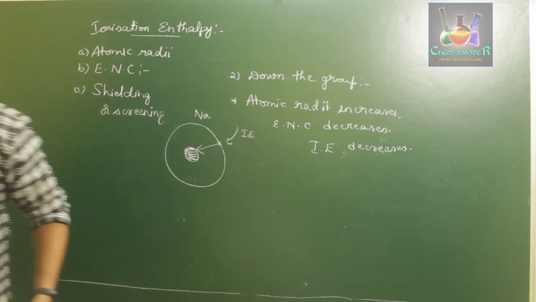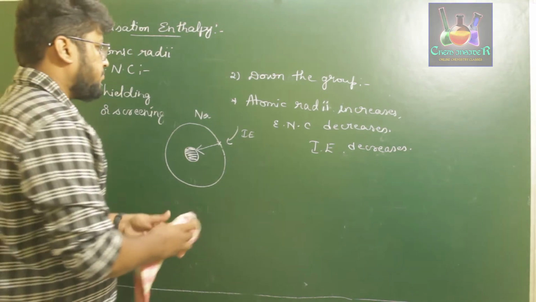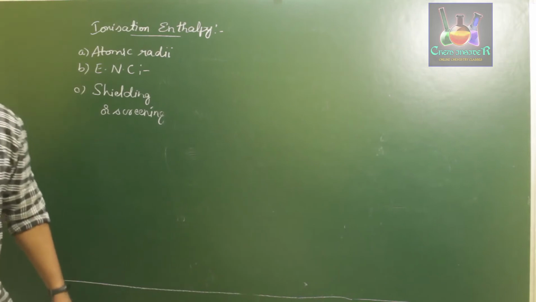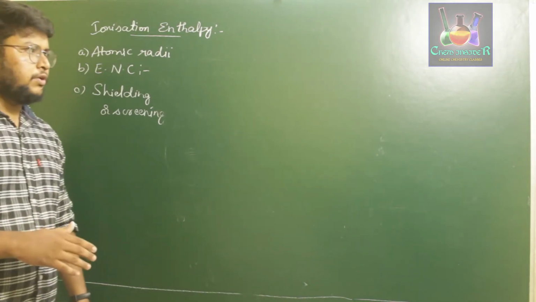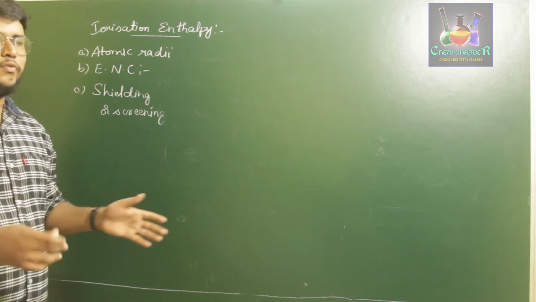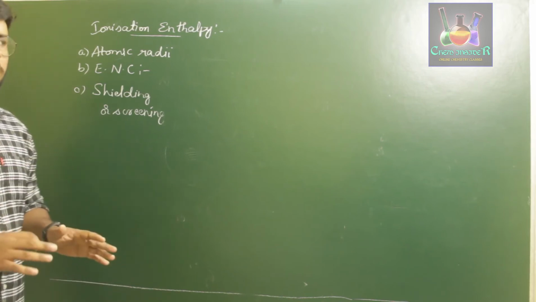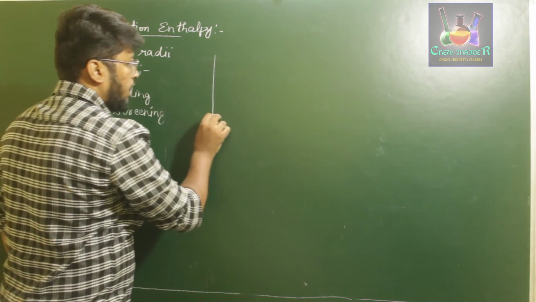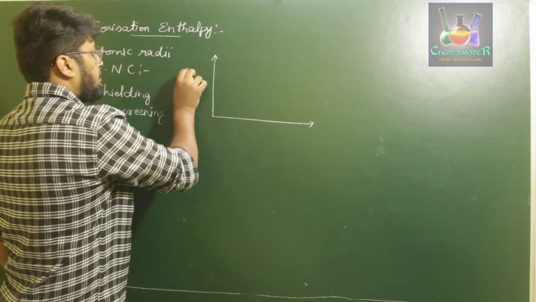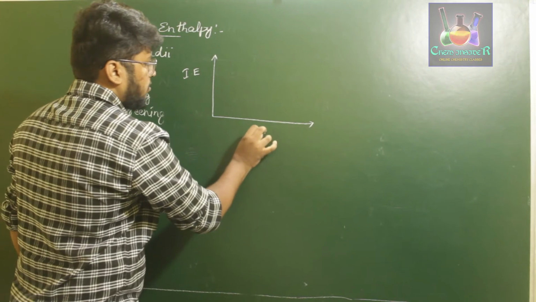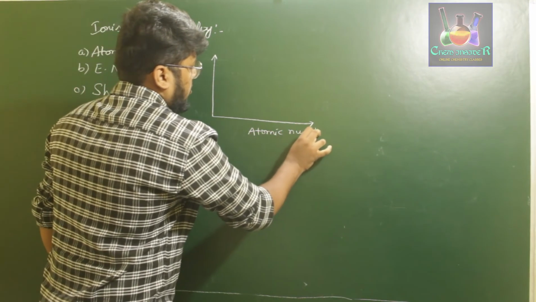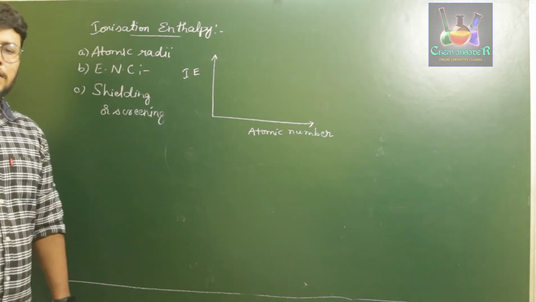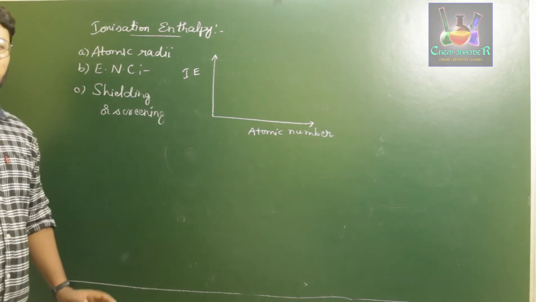Now let us observe the variation of atoms' ionization enthalpy. So now what happens here is, in case of down the group, we don't observe any particular kind of variation. Usually the ionization enthalpy goes on decreasing down the group. But as we go across the period, if I plot a graph of ionization enthalpy on the y-axis and atomic number on the x-axis, we clearly observe certain variation here.